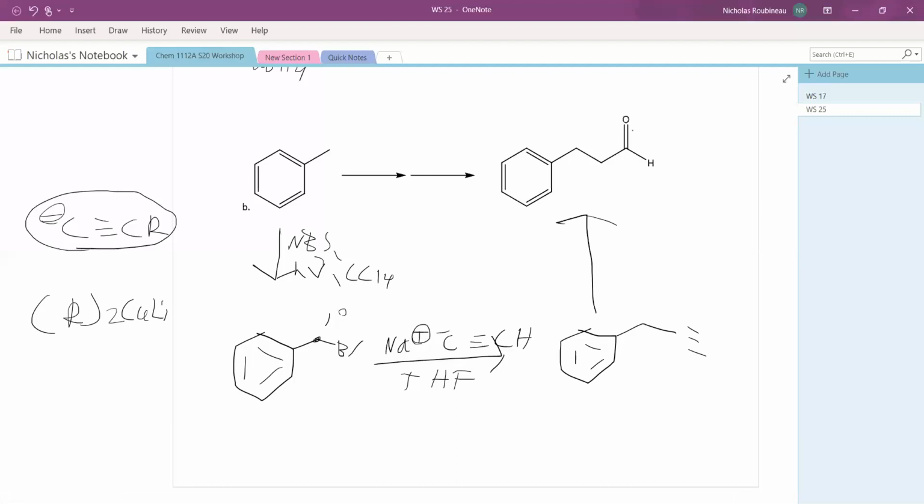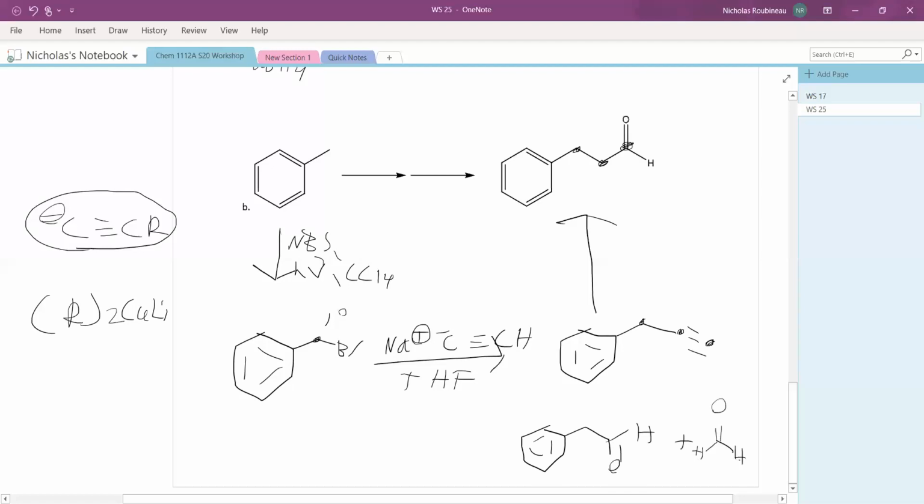It might look like cleavage, but count your carbons. We have 1, 2, 3 carbons here, and then 1, 2, 3 carbons here. We're not cleaving anything. It's the same number of carbons. If it was cleavage, which it could have been, then I probably would have done this. Yeah, that's the right reagents.